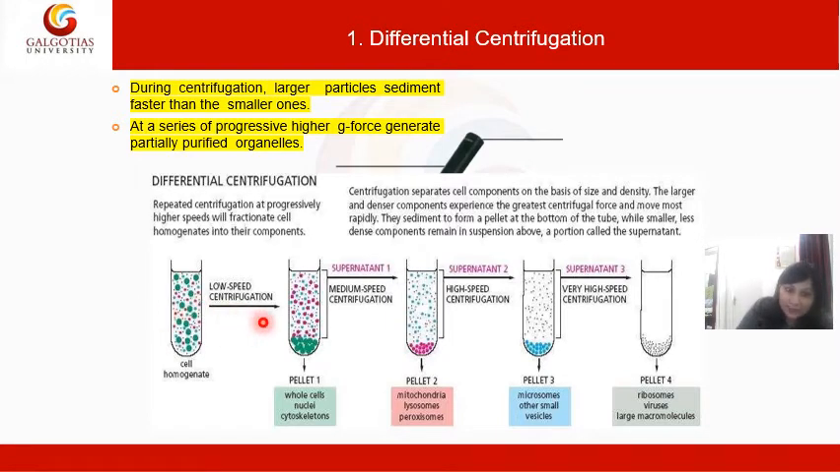During the first spin, what will happen? The largest particles will form a pellet first. Then we separate the supernatant into another tube and keep the pellet separate. Generally, the largest particles in the homogenate are whole cells, nuclei or cytoskeleton. Then the supernatant is again subjected to spin 2. In this case, we have increased the sedimentation rate by increasing the speed of the rotor.